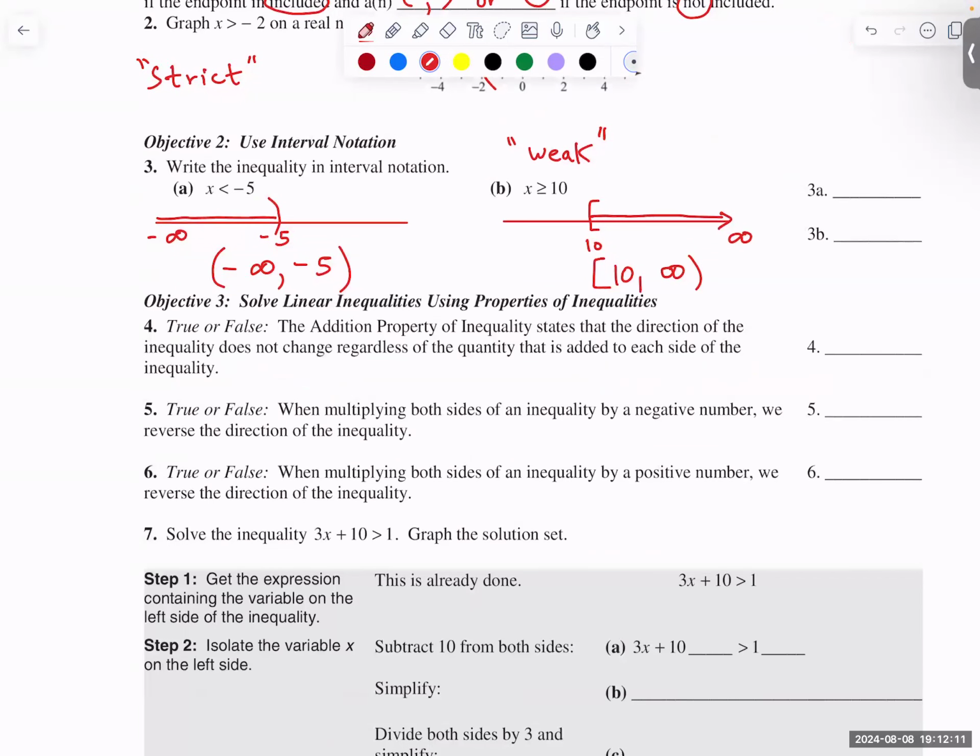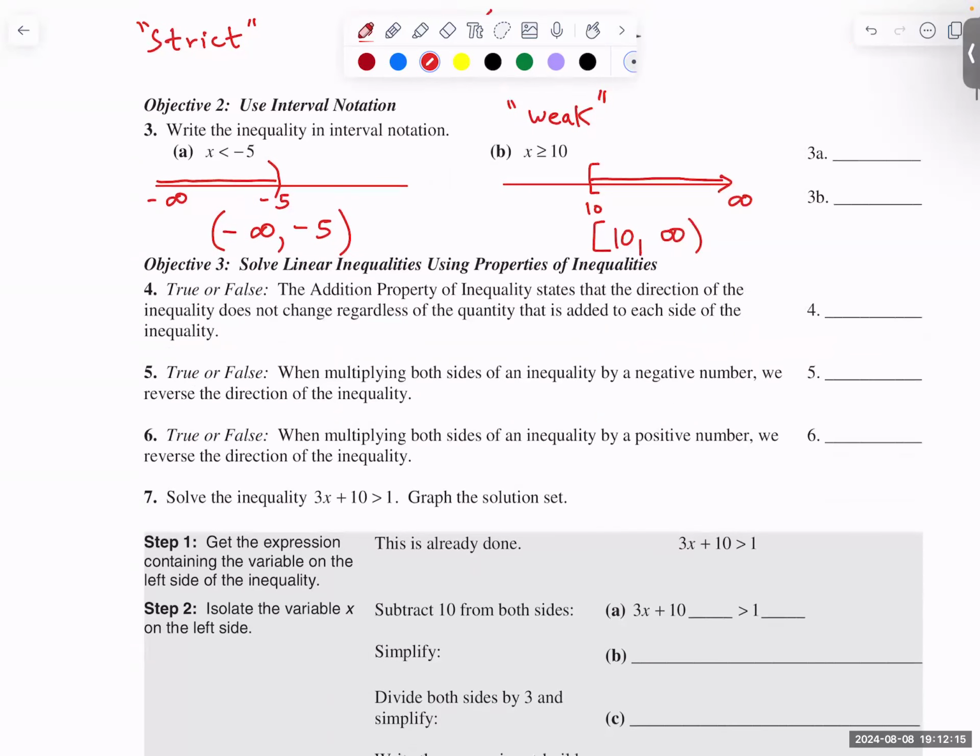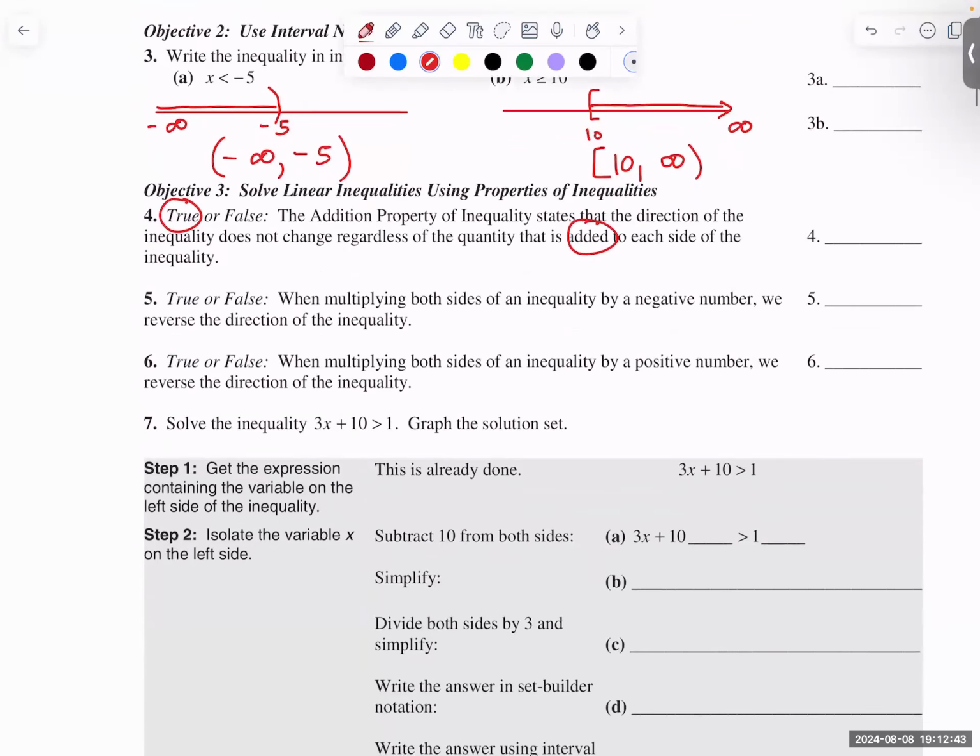Objective 3, solving linear inequalities using the properties of inequality. Number 4, true or false. The addition property of inequality states that the direction of the inequality symbol does not change regardless of the quantity that is added to each side of the inequality. That is true. So that means whether you add a positive number to both sides or add a negative number to both sides of the inequality, the inequality symbol does not change direction.